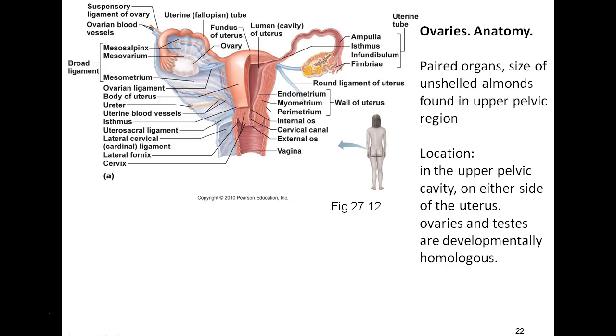So now we turn our attention to a view on the frontal plane. We have some gross anatomy of the ovaries. So we notice the location of these ovaries. These are going to be paired organs about the size of, quote-unquote, unshelled almonds. And we're going to find these in the upper pelvic region. And as stated earlier, we see that these ovaries then lead to fimbriae. They're going to lead to the uterine, also called fallopian tubes, leading down to the uterus.